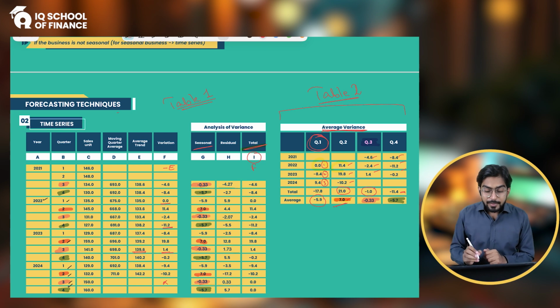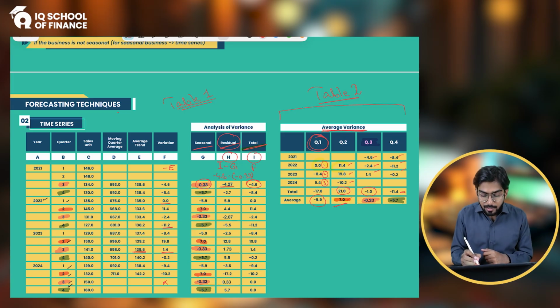Now the main answer of this time series analysis is the residual part, that is the residual column, column H. How is column H calculated? Column H is calculated by subtracting column G from column I, so I minus G. Let me check on the calculator: minus 4.6 minus 0.33. So you will get this answer, and that is called the residual.